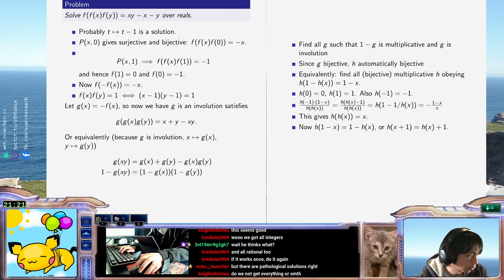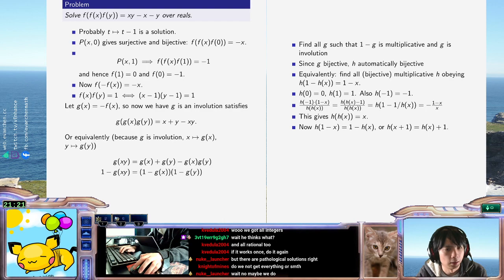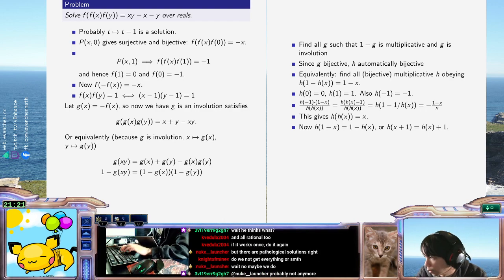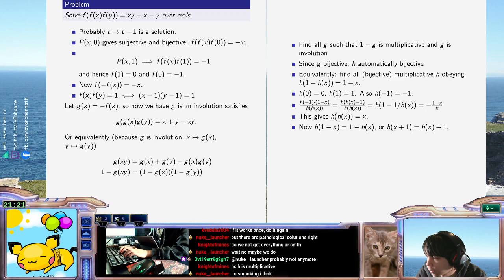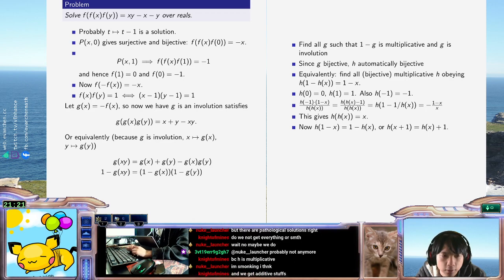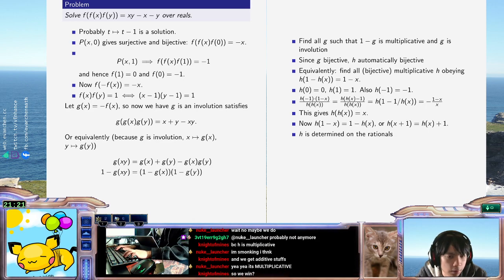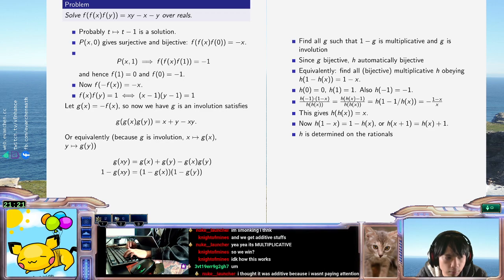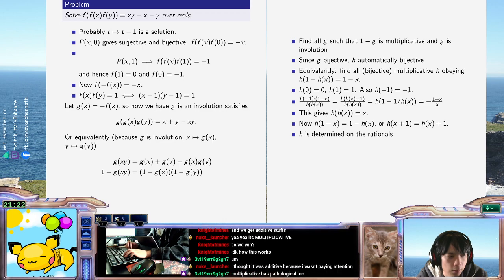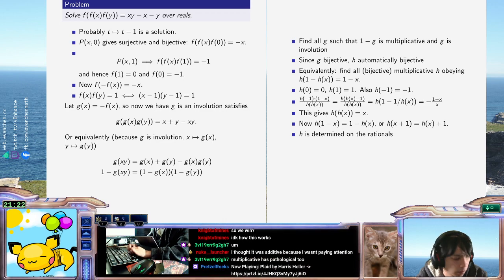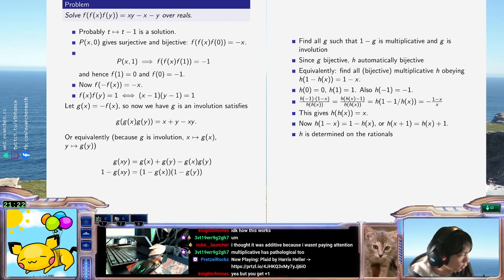So I think this should imply that we are okay. It's like a multiplicative, but it commutes with plus 1. So, for example, h is now determined on rationals. Yeah, multiplicative is pathological.